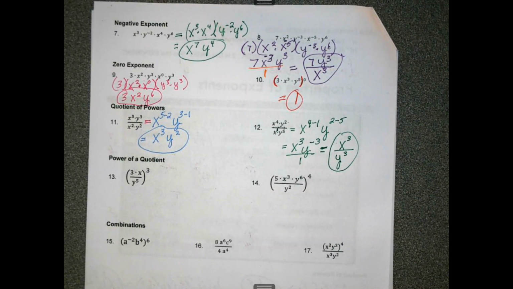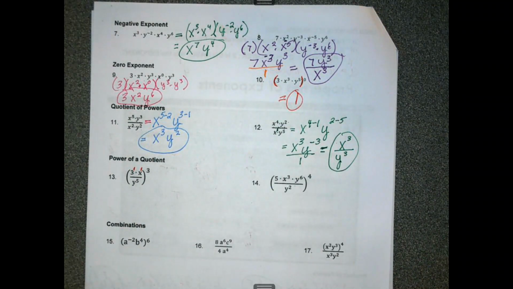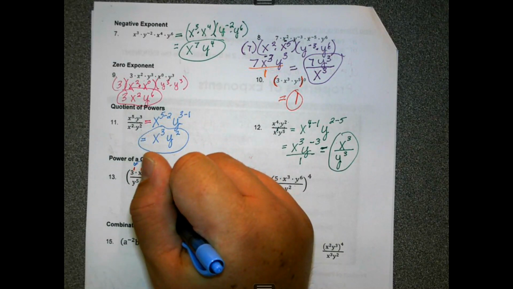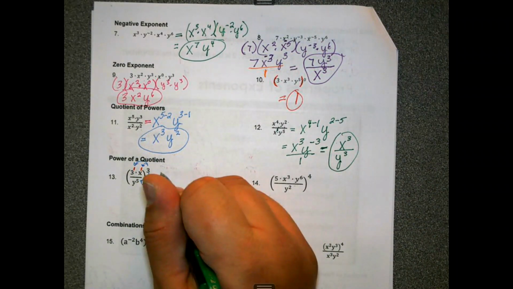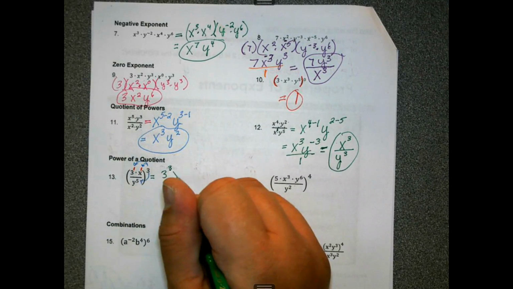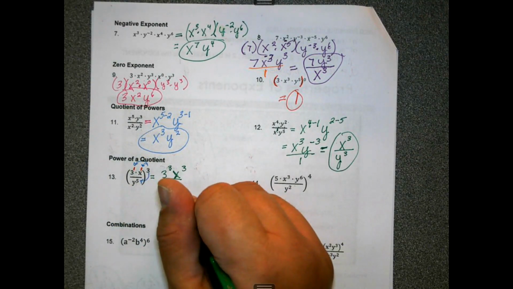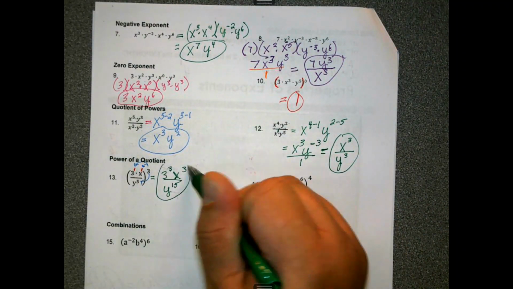Number 13, power of a quotient. Let's see, these have exponents of 1. So I need to distribute the 3 to every exponent there. So I have 3 to the 1 times 3 or 3. X to the 1 times 3 is 3. And y to the 5 times 3 is 15. No negative exponents to worry about. Good to go.